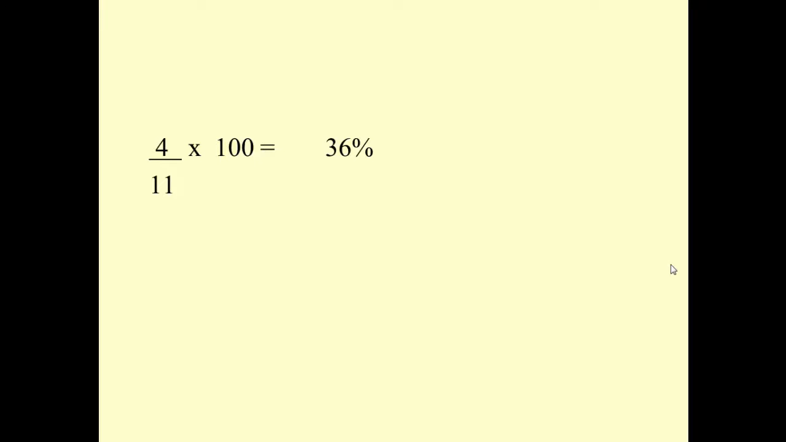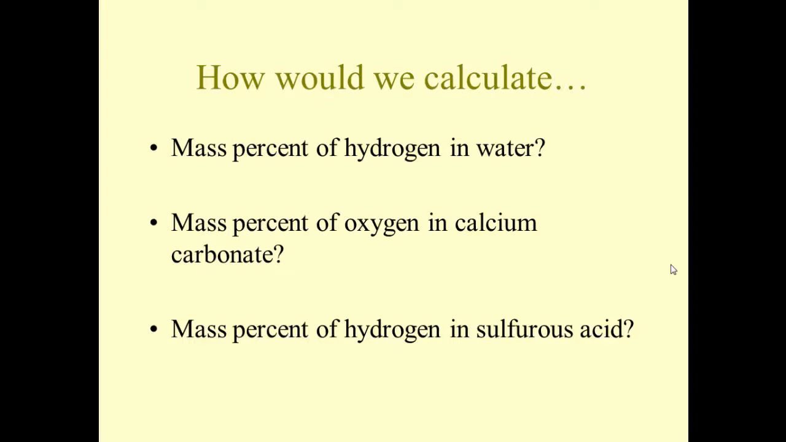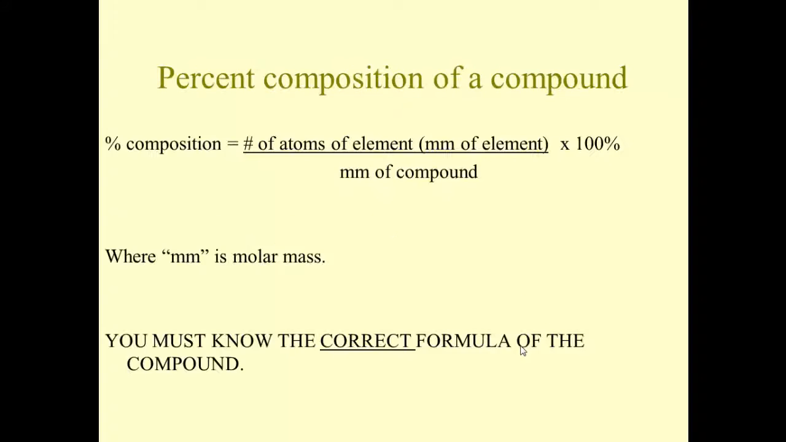So that's truly all we're doing here today. We're going to be using masses of elements instead of slices of pie. So again, we'll be able to answer the question, what's the mass percent of hydrogen in water, which of course is H2O? Or what's the mass percent of oxygen in calcium carbonate, which is CaCO3? We could figure out the mass percent of that one. Or the mass percent of hydrogen in sulfuric acid. We could pretty much pick any compound and calculate the percent of any element in that compound.